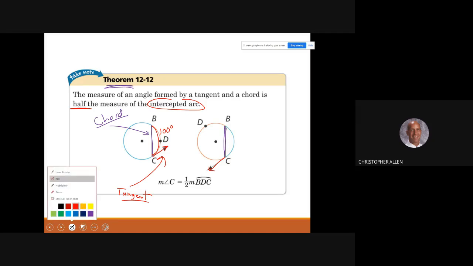Okay, let's do a different one. Let's say that this right here, this big, huge arc, is what we call a major arc. Hopefully you guys remember that. That's a major arc. Let's say it measures 200 degrees. What would the measure of angle C have to be now? 100. So this guy turned out to be 50. This guy turns out to be 100. It's like we're doing the same thing over and over again. The key idea is half. The angle is half the intercepted arc.